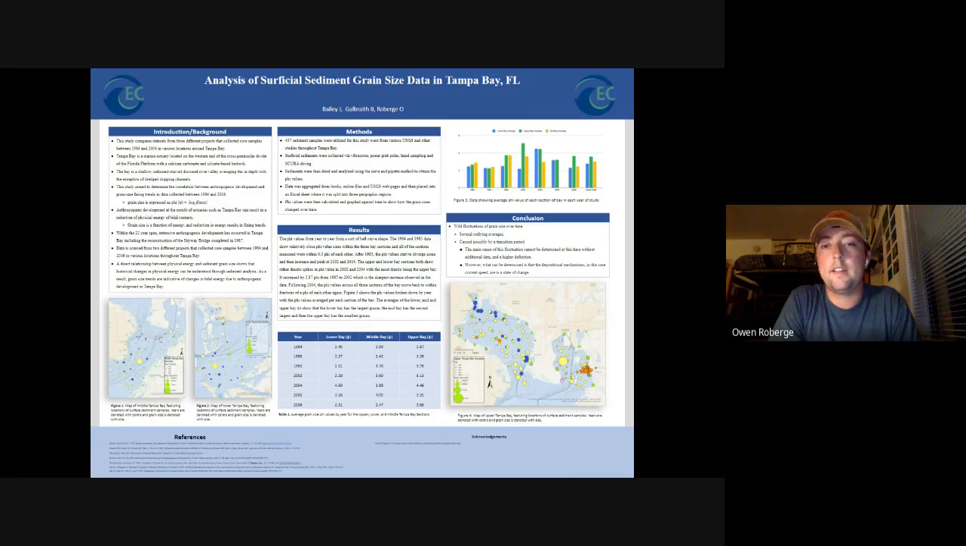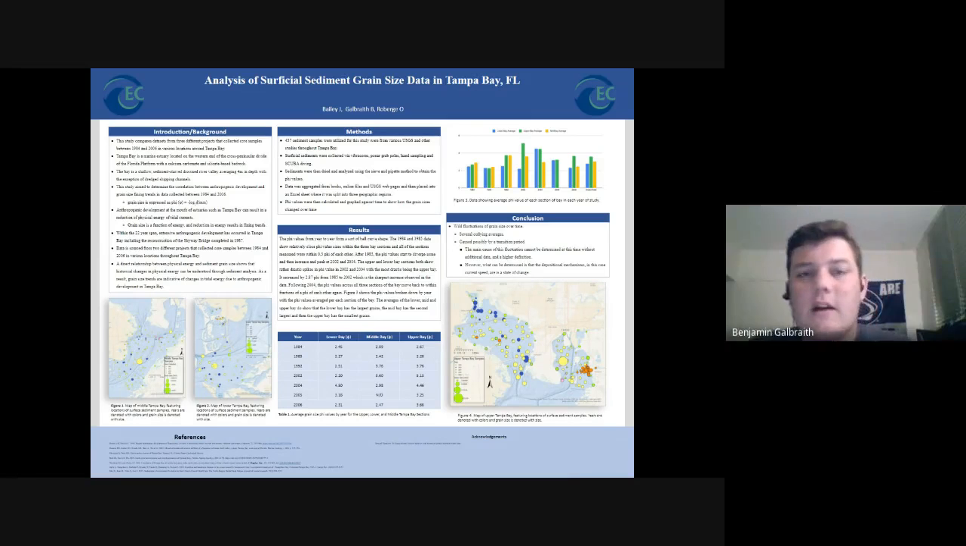In the study, our hypothesis states that a direct relationship between physical energy and sediment grain size shows that historical changes in physical energy can be understood through sediment analysis. And as a result, grain size trends are indicative of changes in tidal energy due to anthropogenic development in Tampa Bay.